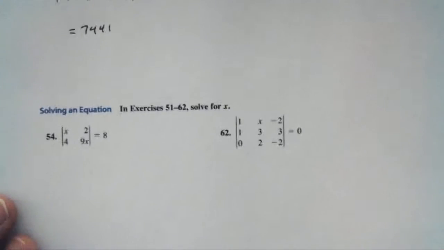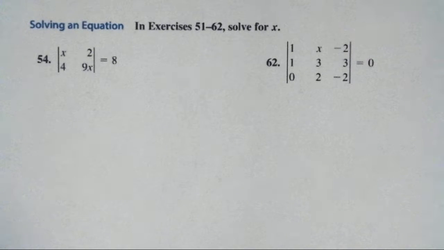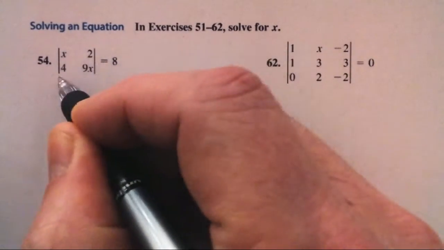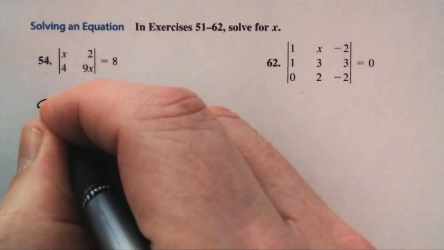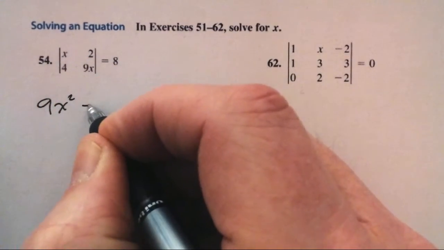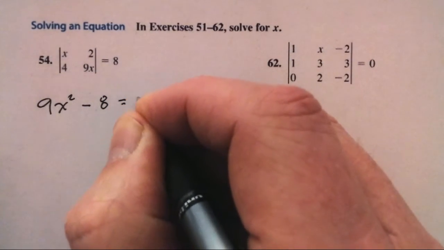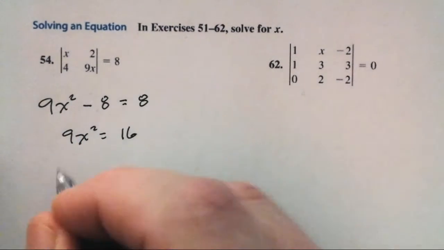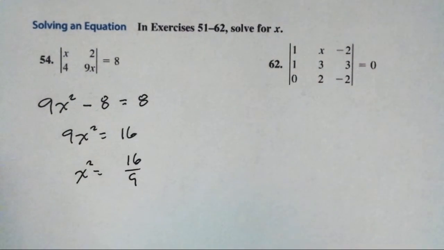Okay, now the calculator will not directly benefit us in these next problems because we have variables inside the matrix of the determinant we're looking for. So now we have to go back to the downward diagonal minus the upward diagonal. So our downward diagonal product, x times 9x, is 9x squared, minus our upward diagonal, which is 8, equals 8. So 9x squared equals 16, or x squared is 16 on 9.